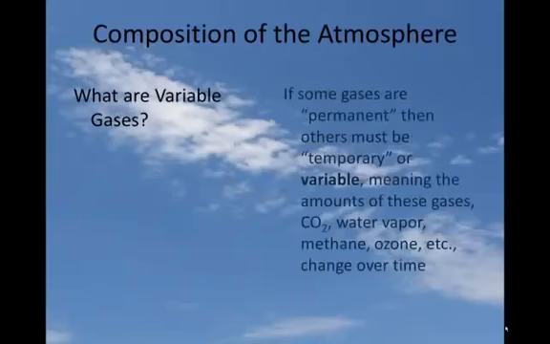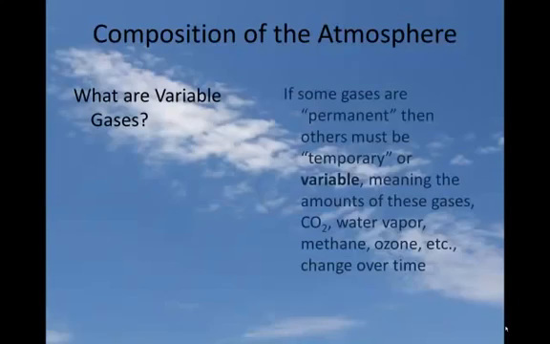Now, if we've got permanent gases, there must be some other gases that are more variable, and sometimes you'll see them referred to as volatile gases. The amounts of these gases and their presence in the atmosphere change over time. So we have differing amounts of carbon dioxide, water vapor, methane, and ozone.